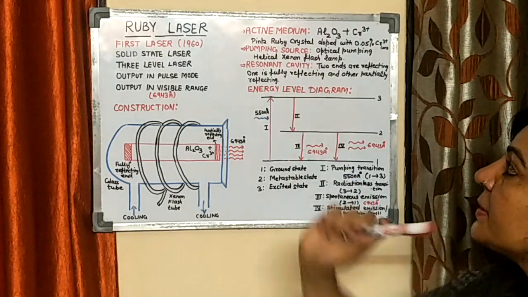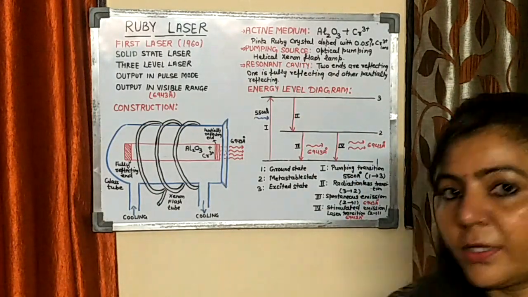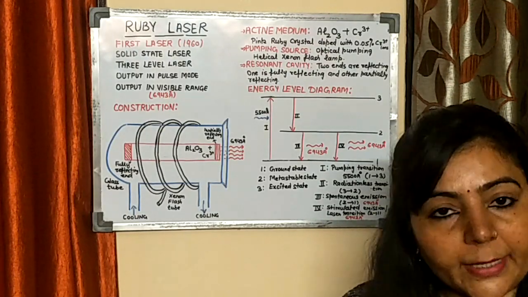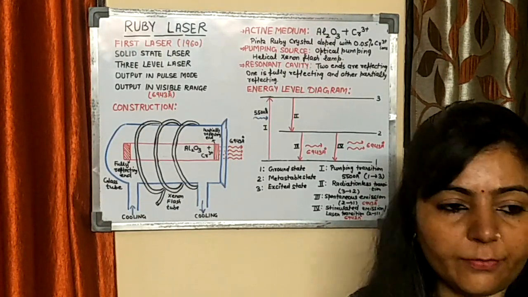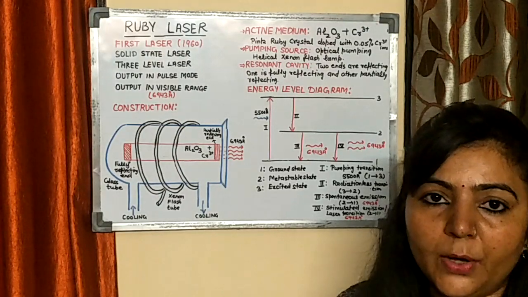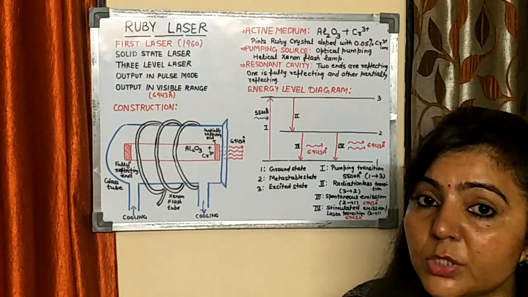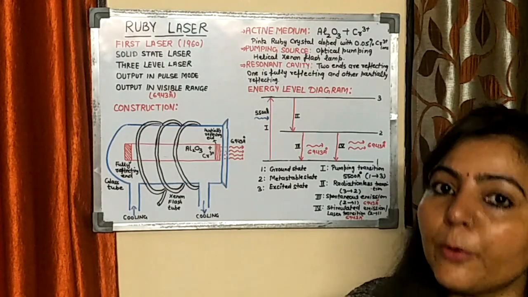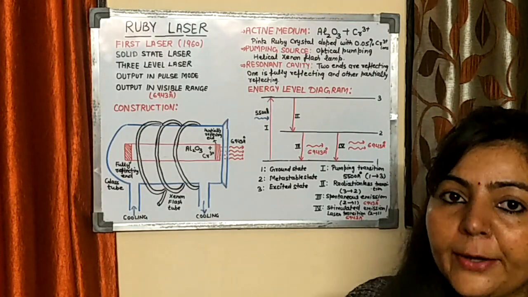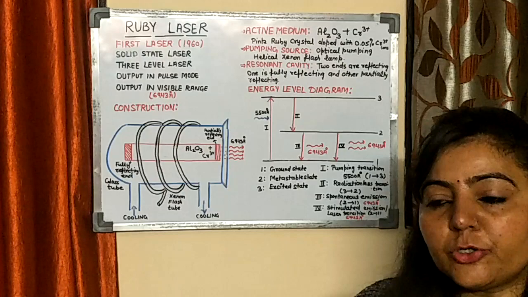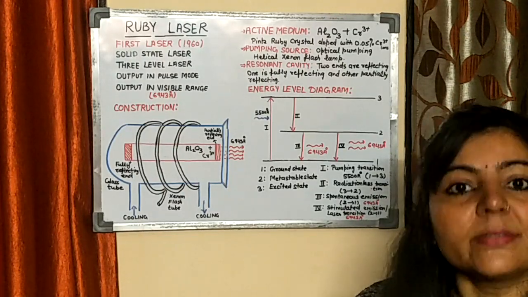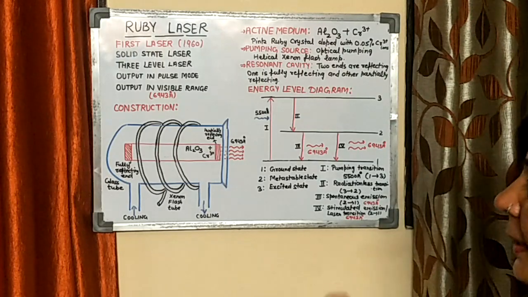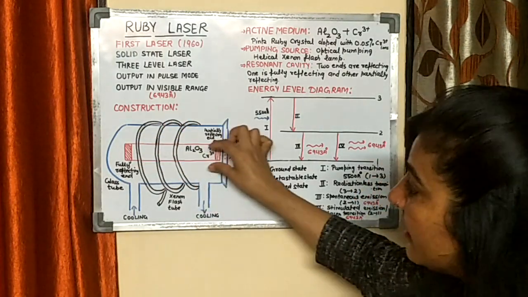The first component is active medium. Since it is a solid state laser, in all solid state lasers, the active medium consists of 2 parts. One is the host material, which provides the base, and the second is the impurity ions, which are added into that host material. Those active ions participate in light amplification. So in Ruby laser, this is the active medium.